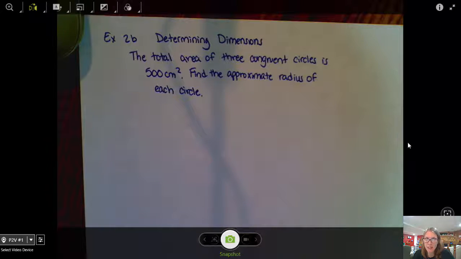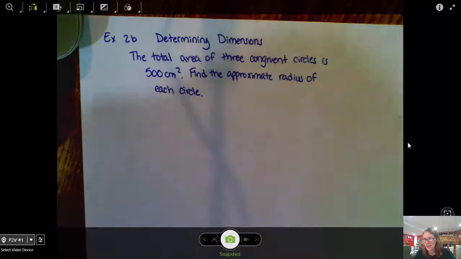Let's look at another problem where we're determining dimensions. Example 2b, the total area of 3 congruent circles is 500 square centimeters. Find the approximate radius of each circle. All right, well, let's think about what congruent means.